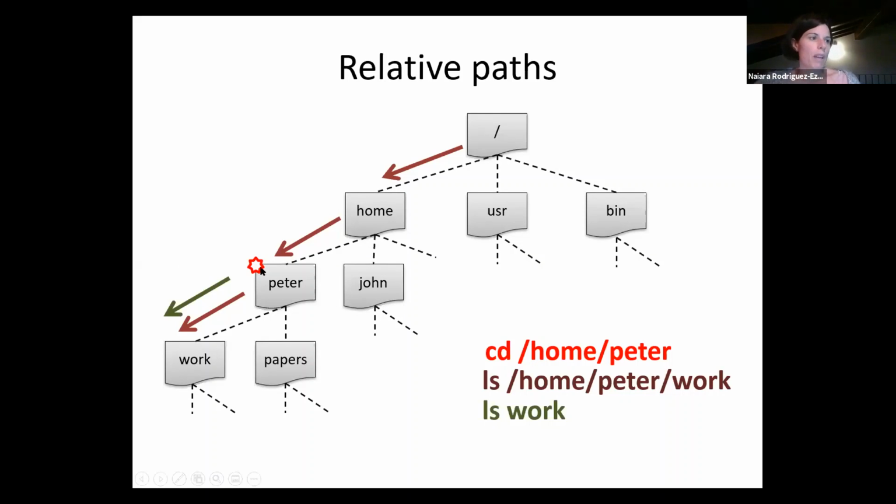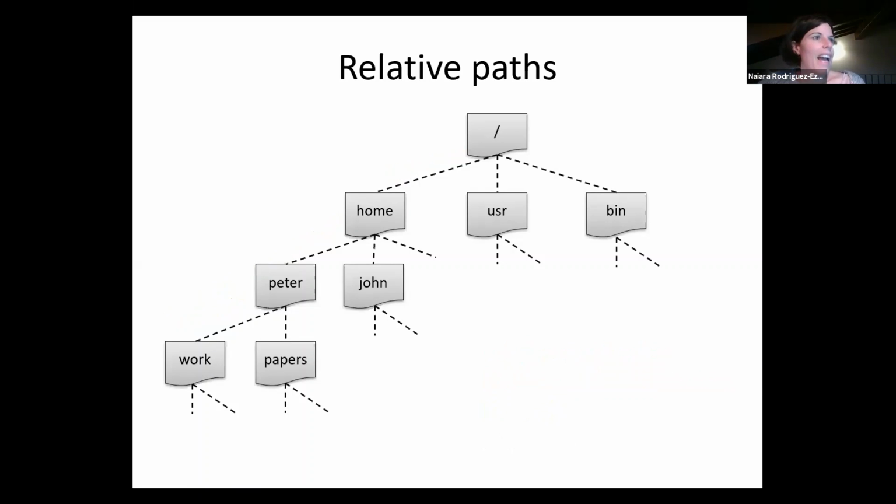So here is the same thing. If I'm located in Peter, I can say ls work because I'm located in Peter and the system is able to see work, okay? And if I do ls home while being inside Peter, what happens? Nothing, right? Because inside Peter, there's nothing called home. This is more confusing when you explain it than when you do it, but anyway. So those would be the relative paths, right?